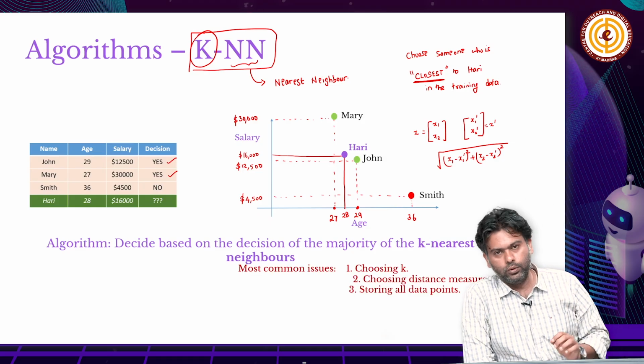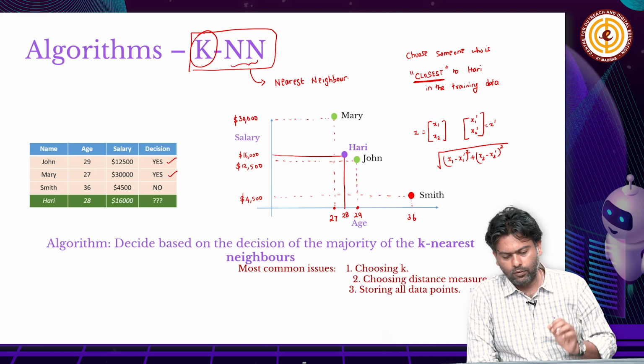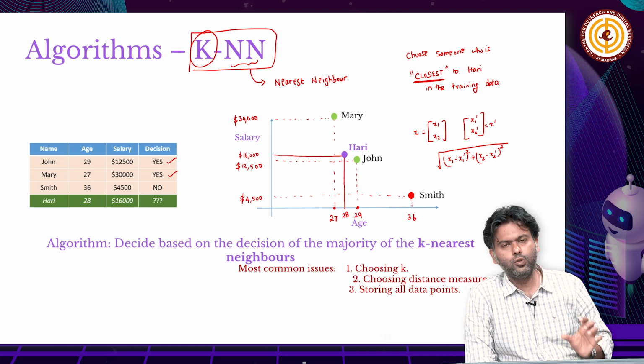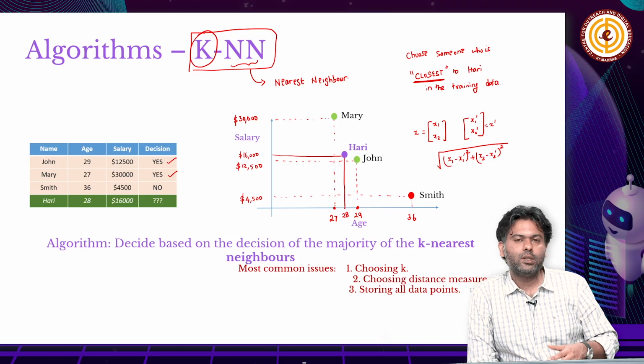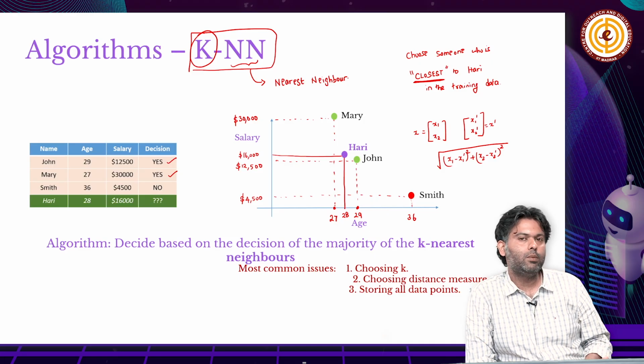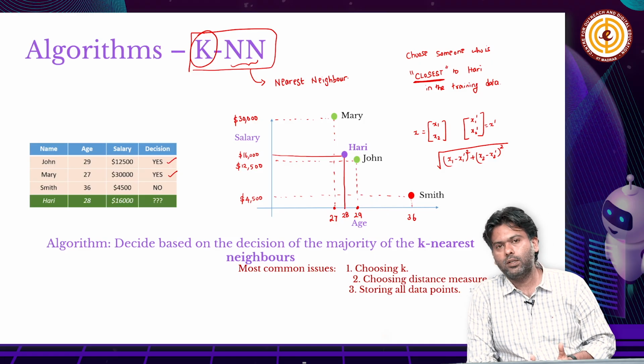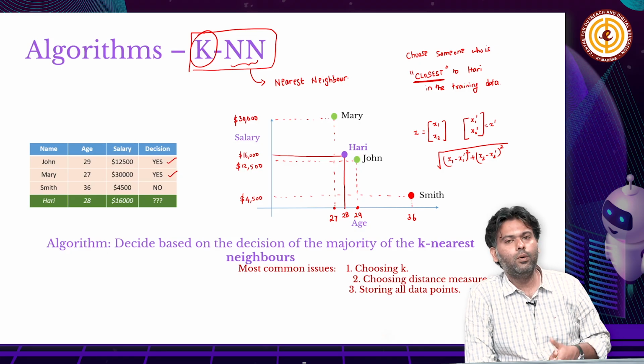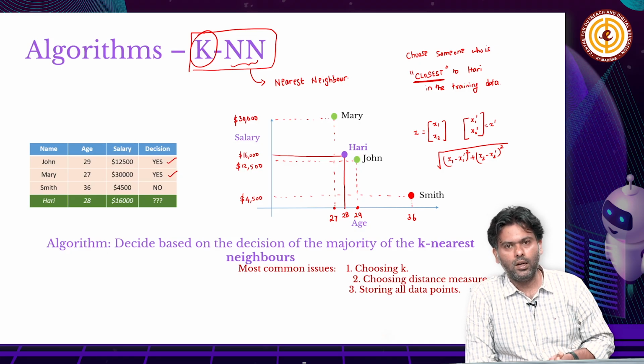The common issues with this algorithm are the following. One is choosing k, which is how can I choose whether it is 3 nearest neighbors I should look at or 5 nearest neighbors I should care about, right? And we will talk about this briefly a little later.